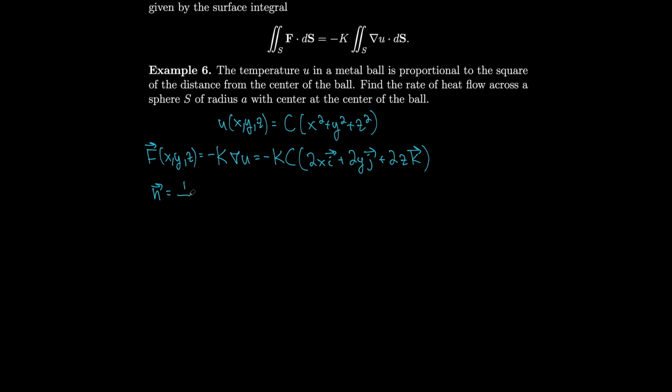So we'll just have 1 over a times x for our i component plus y for our j component plus z for our k component. Because basically the length of any vector that points outwards on the sphere is just going to be the radius. We take the vector pointing outwards, that means that the components are x, y, and z. We divide by the length, so we're dividing by a.